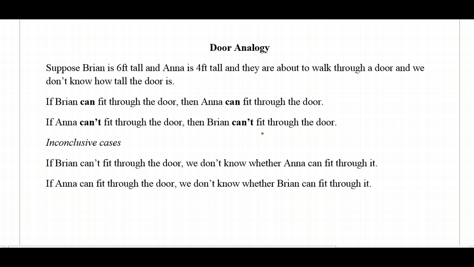But there are some inconclusive cases, some cases where we're not sure what would happen based on who goes through the door first. If Brian cannot fit through the door at 6 feet tall, we don't know whether or not Anna can fit through the door. There are two possibilities. If Brian can't fit through the door, the door might be 5 feet tall and he's 6 feet tall, so he can't fit through it, but Anna can fit through it at 4 feet tall. But if the door is 3 feet tall, Brian definitely cannot fit through it, but Anna at 4 feet tall cannot fit through it either, so that would be considered an inconclusive case.